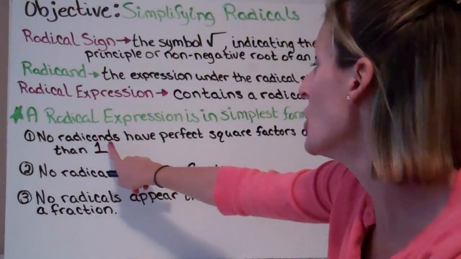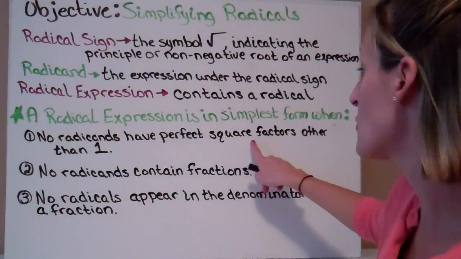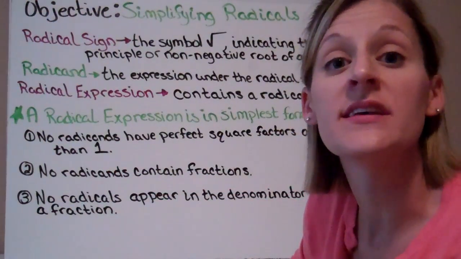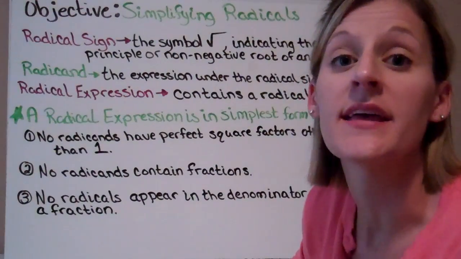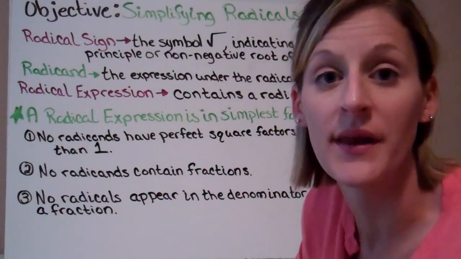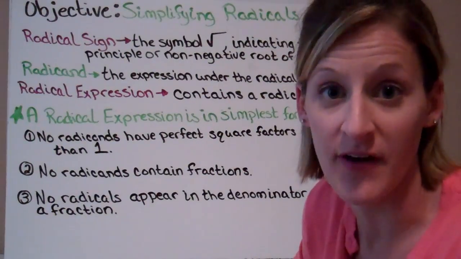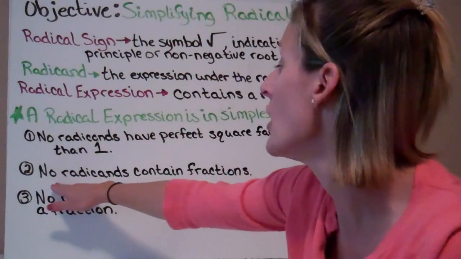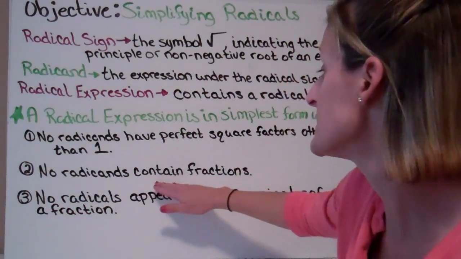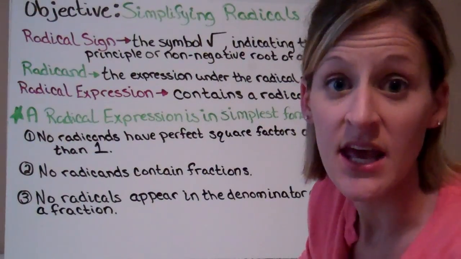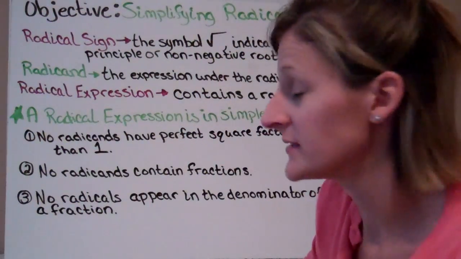The first one, no radicands have perfect square factors other than 1, meaning 4. If it has a factor of 4, it's not simplified all the way. If it has a factor of 16 or maybe 25, it's not going to be simplified all the way, and it can go further. The second one is that no radicands can contain fractions. So you have to get rid of any of the fractions that you see in the radicand.